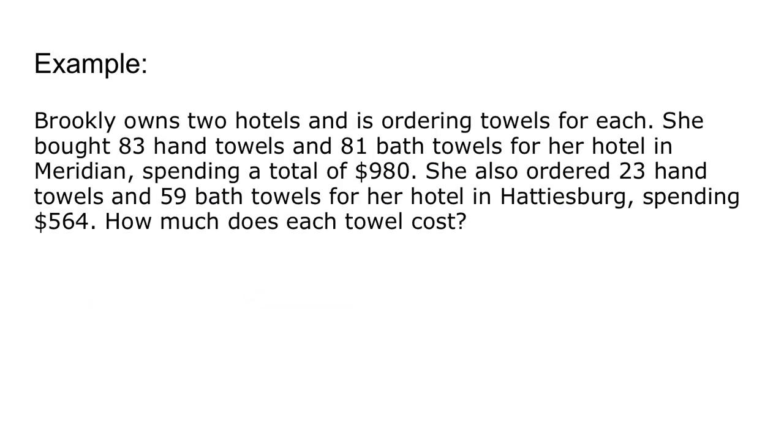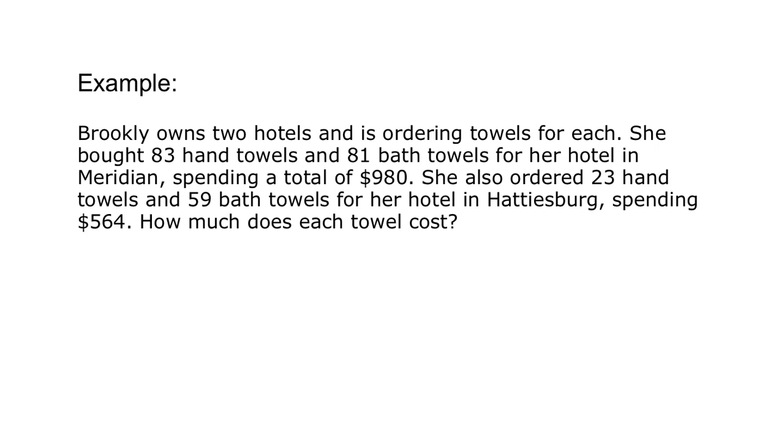All right, let's look at this one about Brooklyn. Brooklyn owns 2 hotels and is ordering towels for each. She bought 83 hand towels and 81 bath towels for her hotel in Meridian, spending a total of $980. She also ordered 23 hand towels and 59 bath towels for her hotel in Hattiesburg, spending $564. How much does each towel cost? So let's identify what we don't know, the thing our variable will represent. They're asking us to find how much each towel costs. So our x and our y are going to be cost of towels.